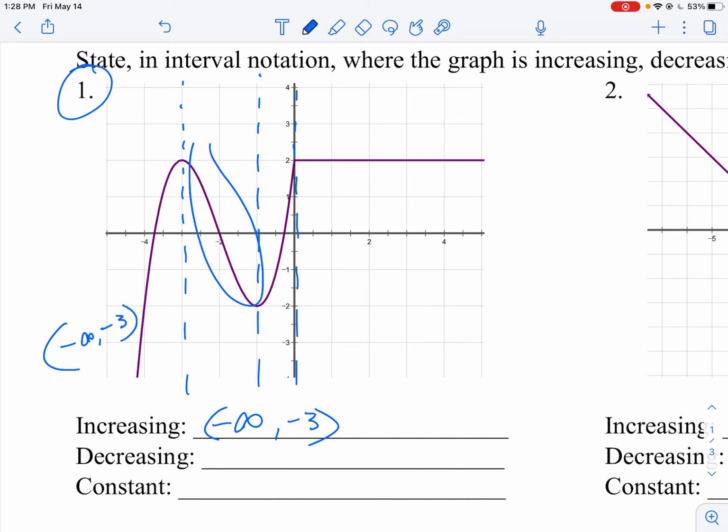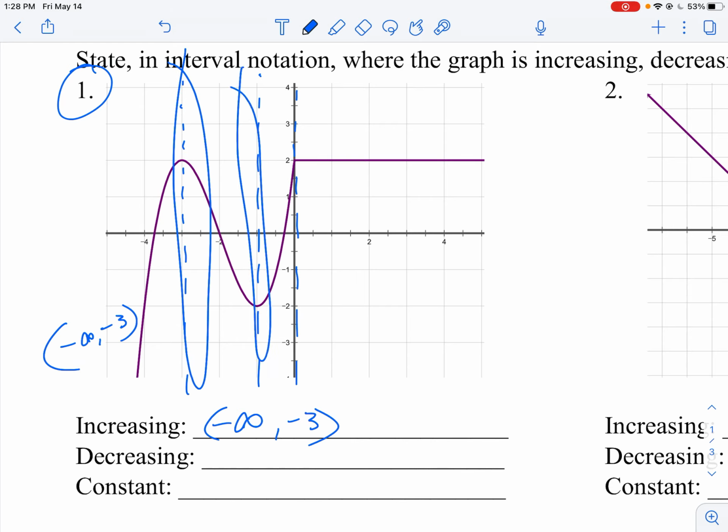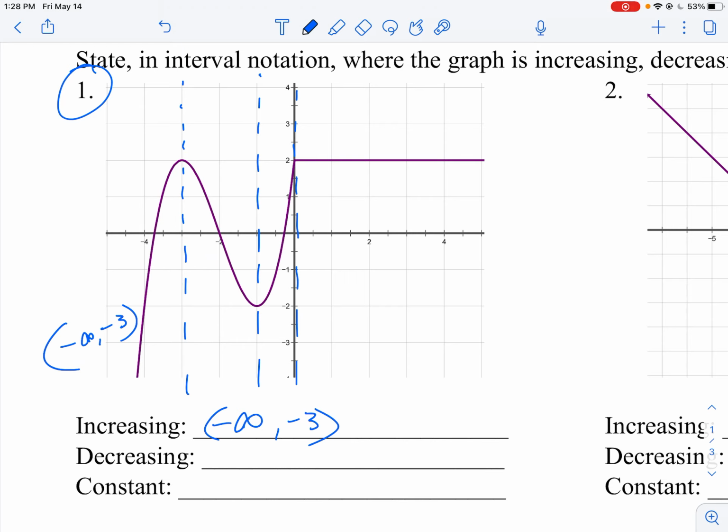This next section is decreasing. It starts decreasing here and ends here. But once again, I don't put my y values. I put the x's. That's why I draw these vertical lines, because it's splitting it along the x direction. So it goes between this x value, which is negative 3, and the next x value, which is negative 1, not to be confused with the y values. So this section here is negative 3 to negative 1. So I'm going to put that on my decreasing. Sorry, negative 3, negative 1.